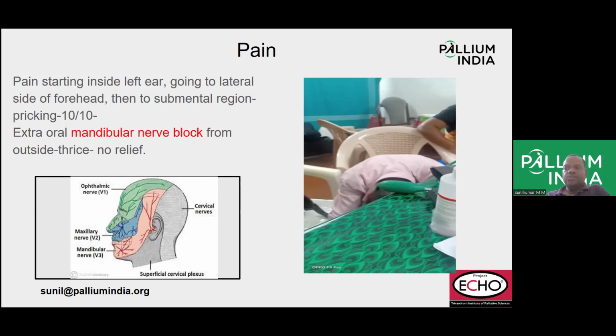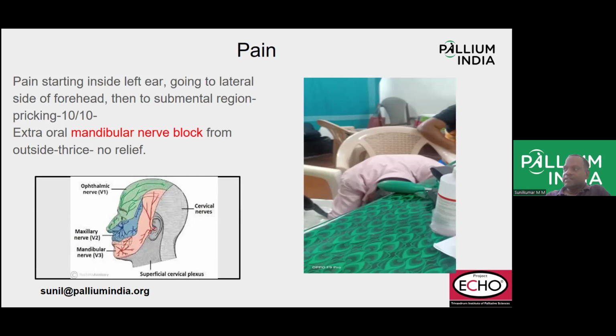Second point is neuropathic pain is always neurodermatomal in distribution. So if the disease or lesion affects a particular nerve, the pain would be in the area supplied by that nerve. Here you can see that this patient is complaining of pain starting inside the left ear, going to the lateral side of forehead and also to the submental region. So that means it is in the area of mandibular nerve distribution. So that is neurodermatomal in distribution. So that is the second point.